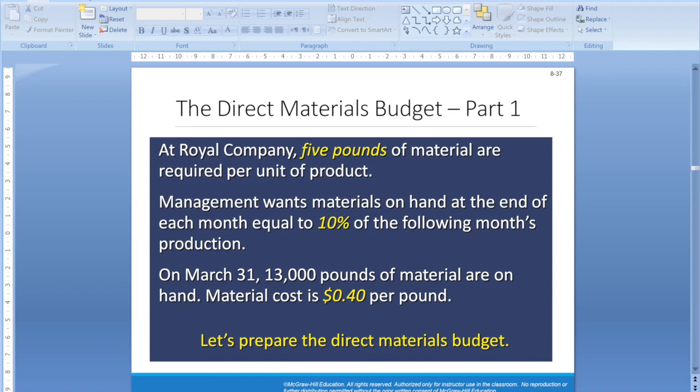At a company which is Royal, if you remember, 5 pounds of material are required per unit of product. The key, or the most important here, is to know that the pound, like the grams, is a raw materials unit, not a finished goods unit.